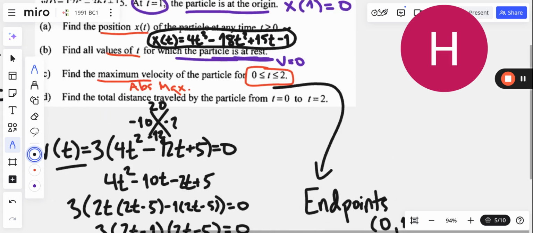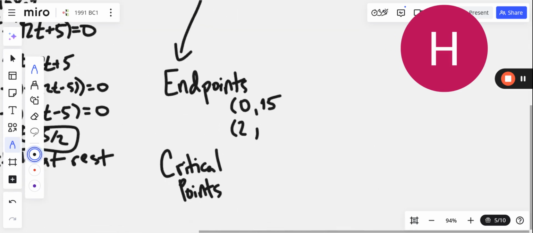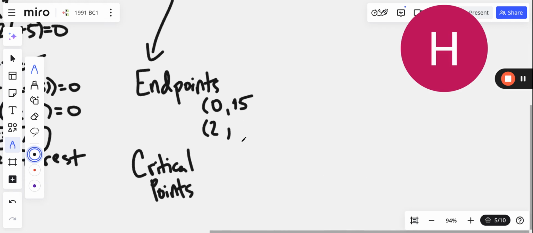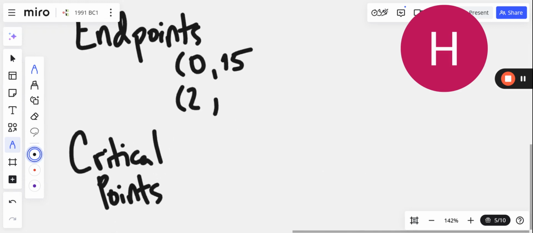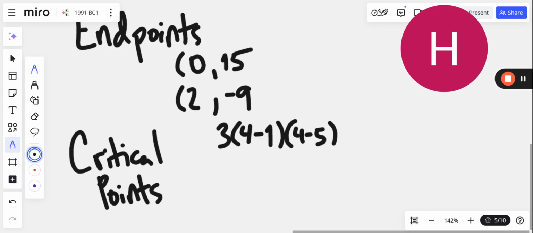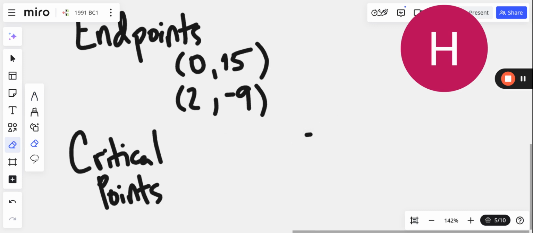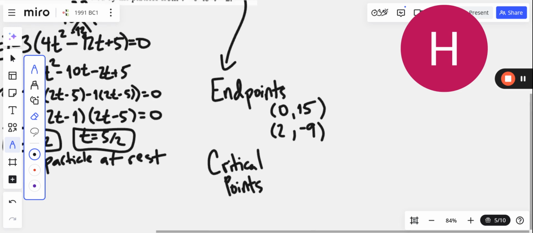And then let's plug in 2. What is that going to give us? That's going to give us 3 times (2 times 2 minus 1), so 4 minus 1, times (2 times 2 minus 5), so 4 minus 5. That's going to give us 3 times 3 is 9, times negative 1 is negative 9. So far, we have a lowest velocity and a highest velocity on the endpoints, but we still have to check the critical points.